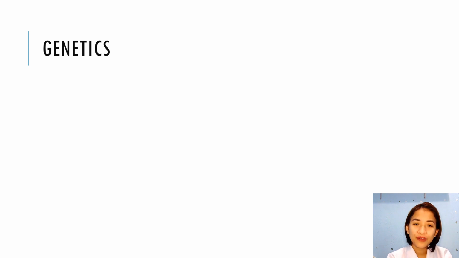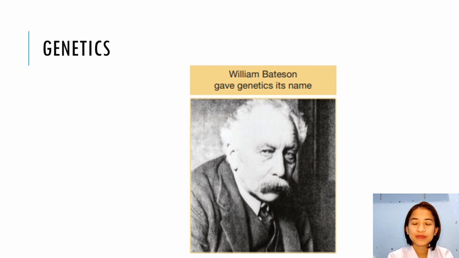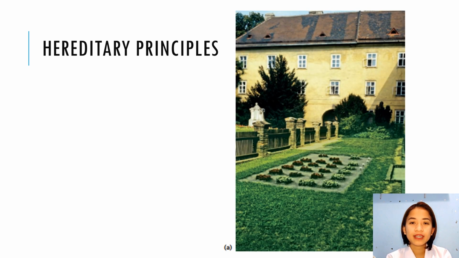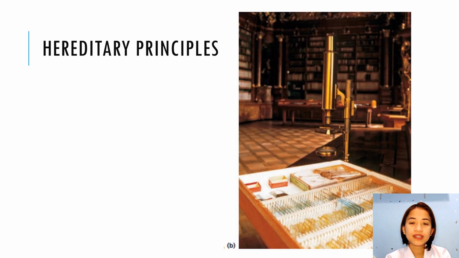We know that the father of inheritance is Gregor Mendel. However, the term genetics was coined by one scientist named William Bateson. He is a British zoologist and evolutionist. The hereditary principles came about when Gregor Mendel worked on his experiments. He used this microscope during his study on the pea plants.